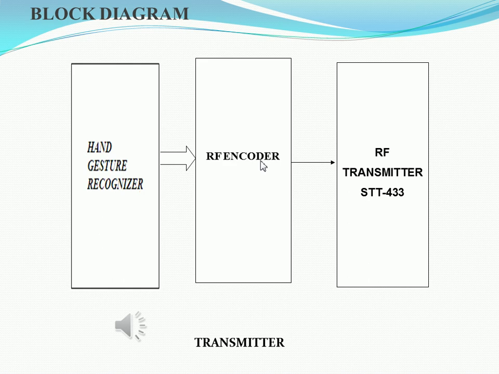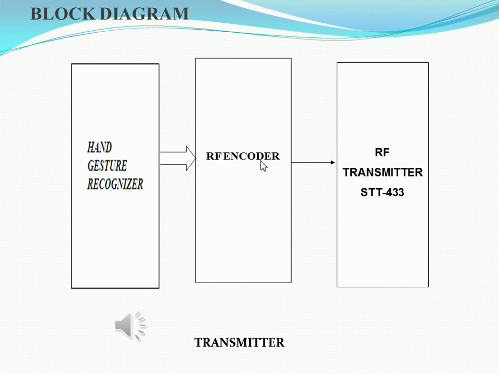This is a block diagram. For the hand gesture recognizer, we use microelectrical and mechanical systems. It consists of an experimental plane with the coordinate axis, so it can recognize the movement of the hand. On that basis, the robot can move.